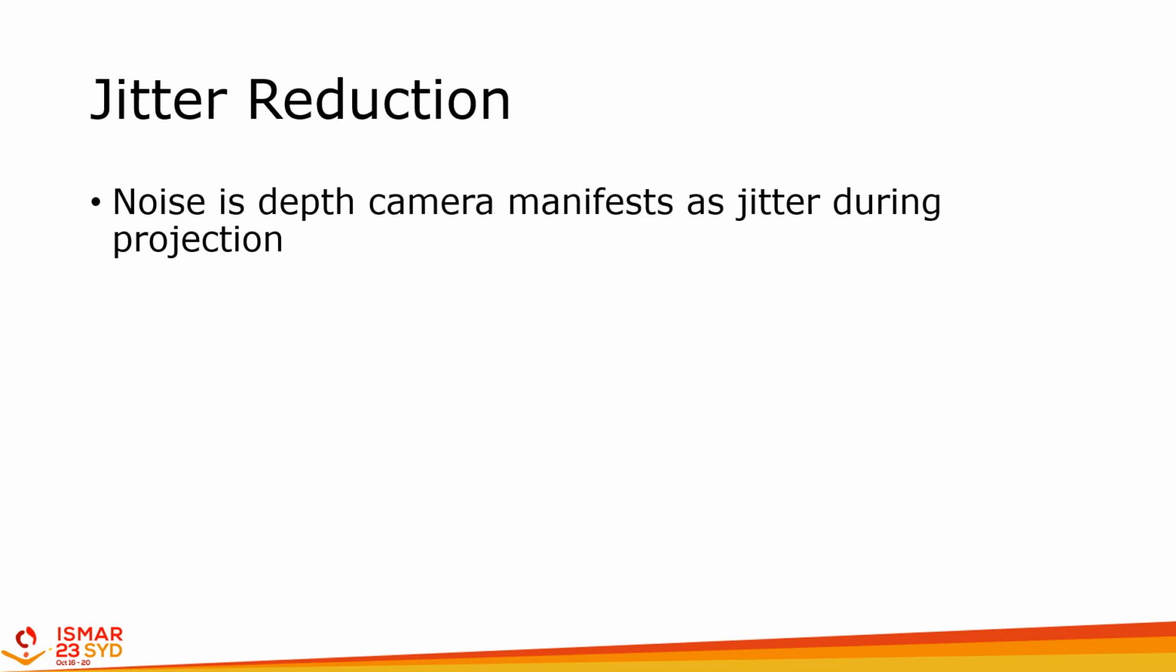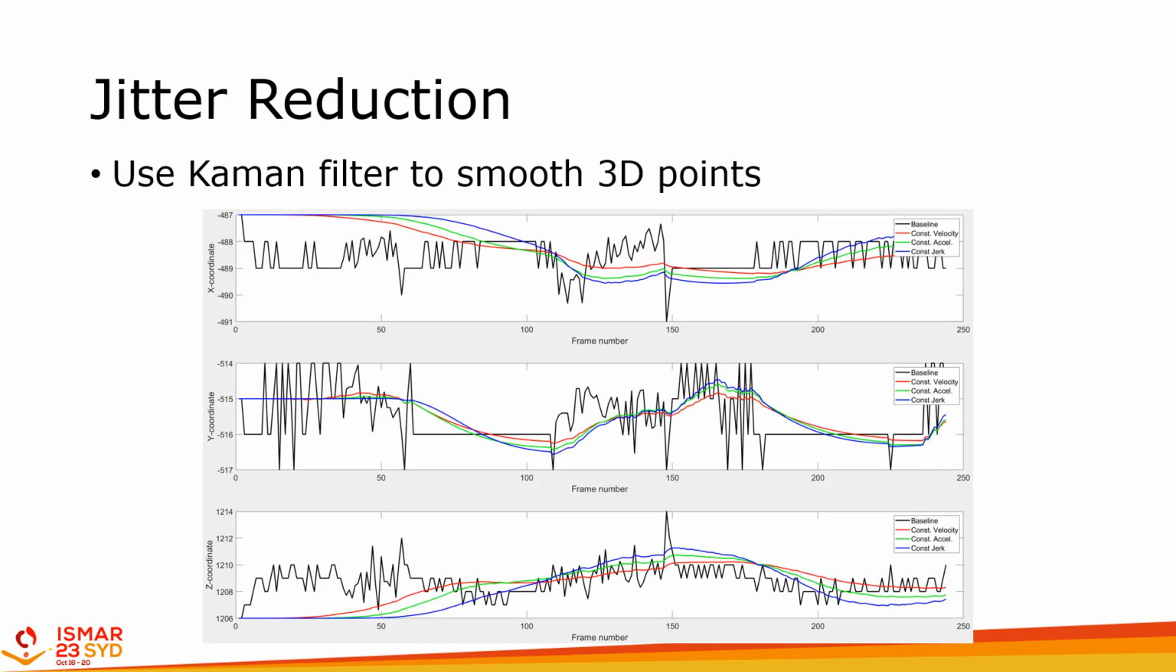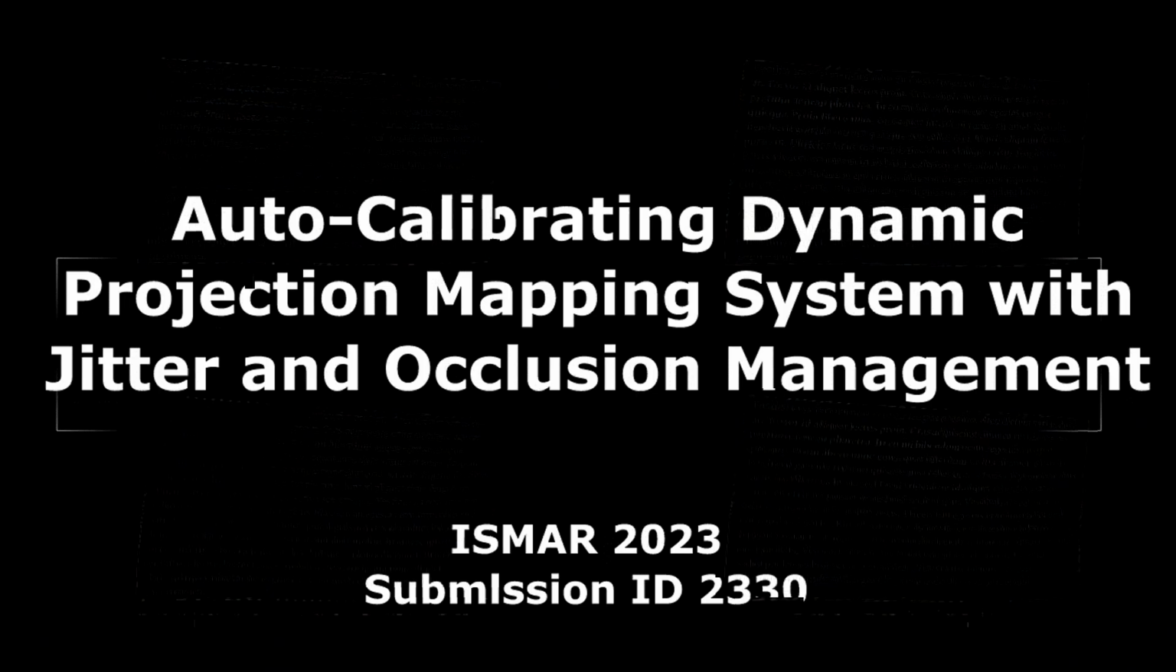Now, a problem with using depth cameras for dynamic projection mapping is jitter in the projection due to depth camera noise. So we propose to use a Kalman filter to smooth out the 3D trajectory of the points used for rendering the projection display. Here are the results.